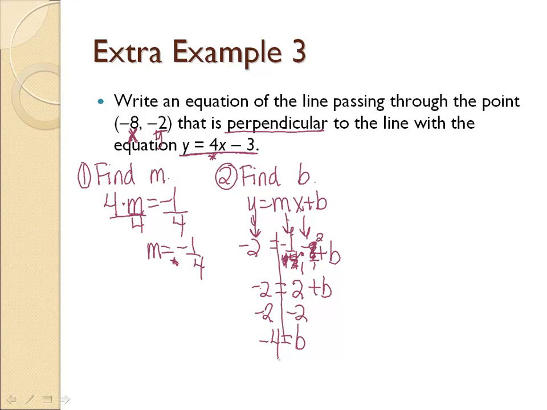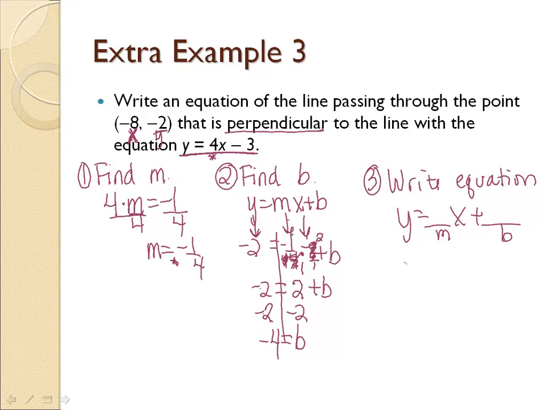So I did step 1, I found my slope. I did step 2, I found my y-intercept. Step 3 is to write our equation. So I'm going to say y equals something times x plus something. Here's my slope, here's my y-intercept. So y equals, my slope is -1/4, x plus my y-intercept is -4. So just simplified, I'd write y equals -1/4 x minus 4.